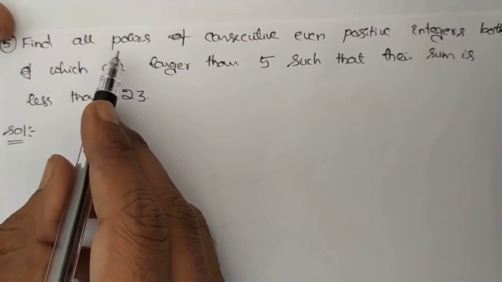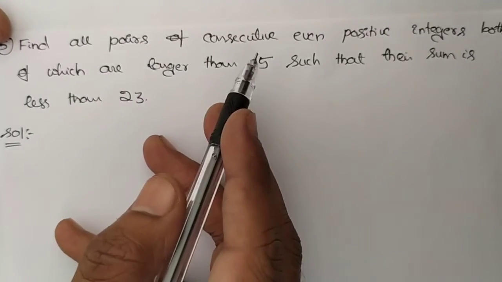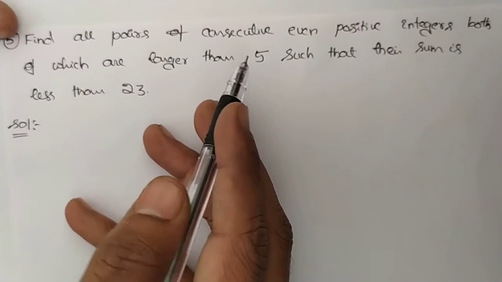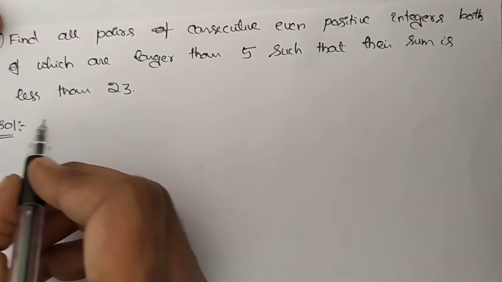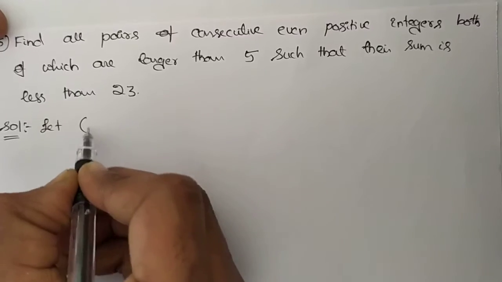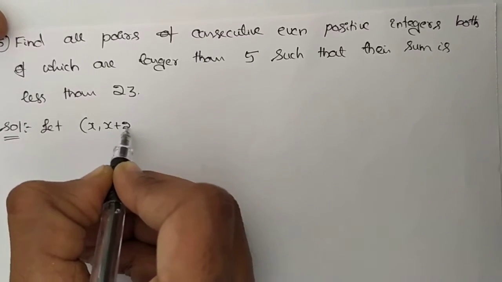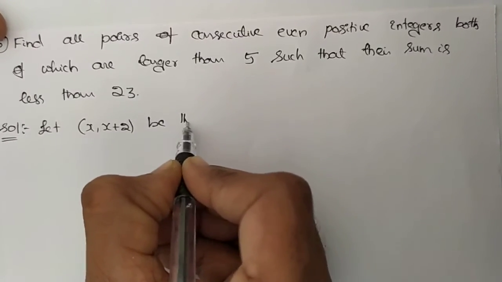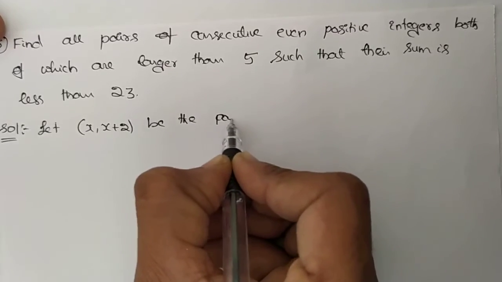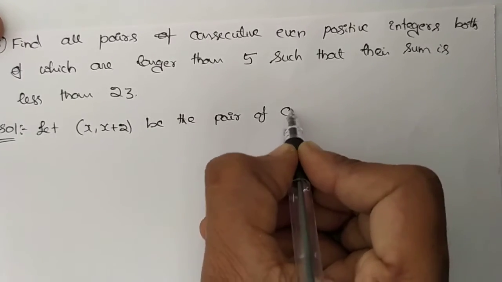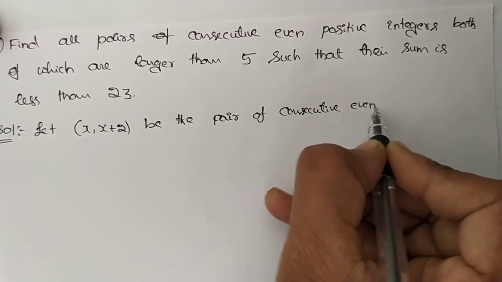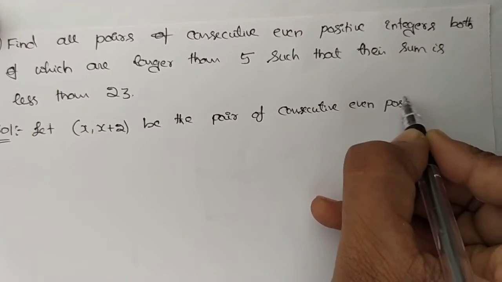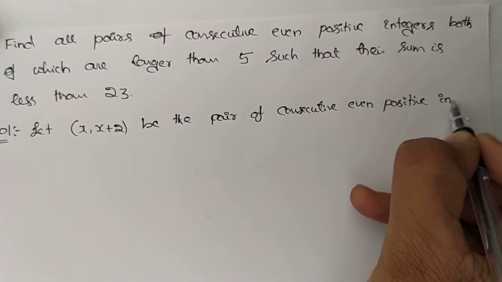We have to find all pairs of consecutive even positive integers. You just see the previous question. There we have taken x comma x plus 2. Similarly, here also I am taking x comma x plus 2 as the pair of consecutive even positive integers.